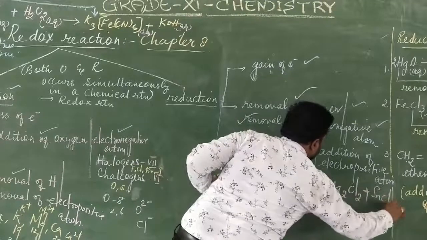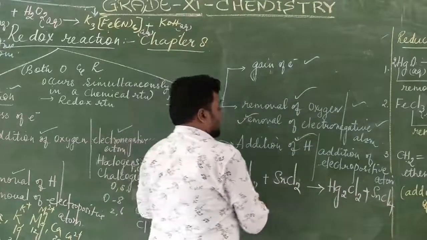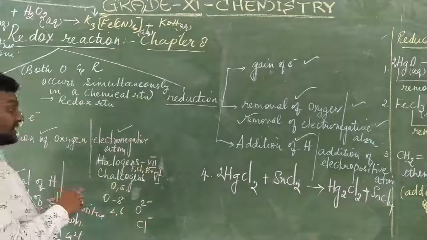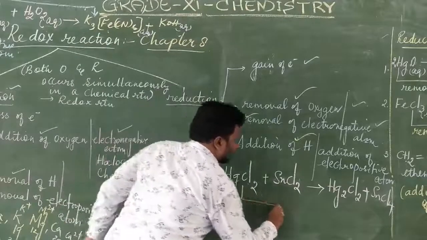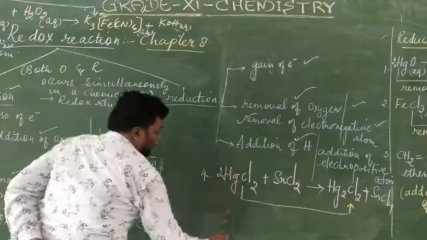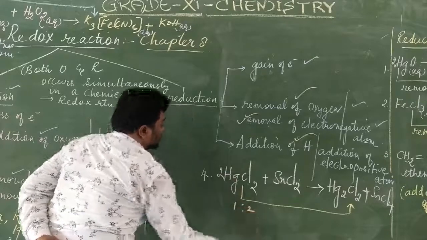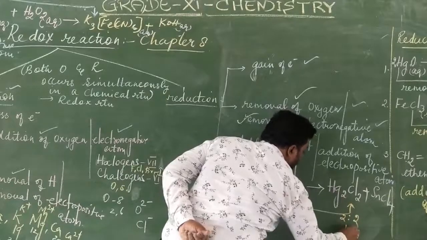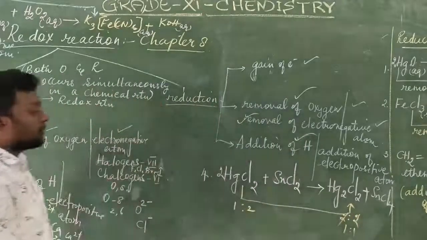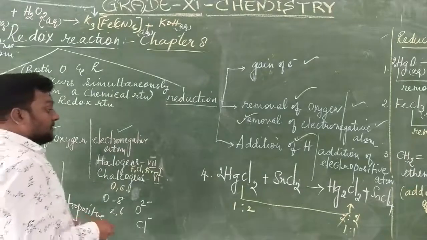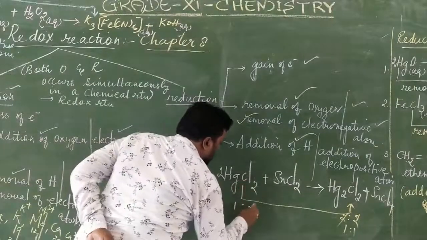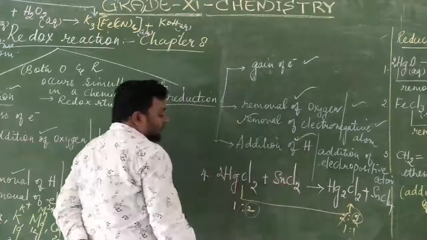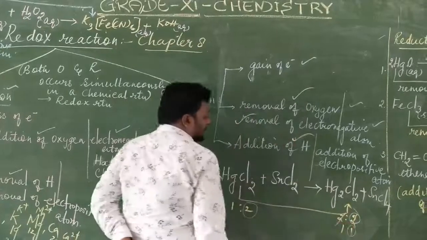Then one more: SnCl4. Here two Cl are pending, so it becomes SnCl4. Now, what is the condition here? Here mercury 1, chlorine 2 proportion. Here you take 2 to 2 proportion, so we can write it as 1:1 proportion. What did you understand from this? Here the chlorine proportion is reduced from 2 to 1.